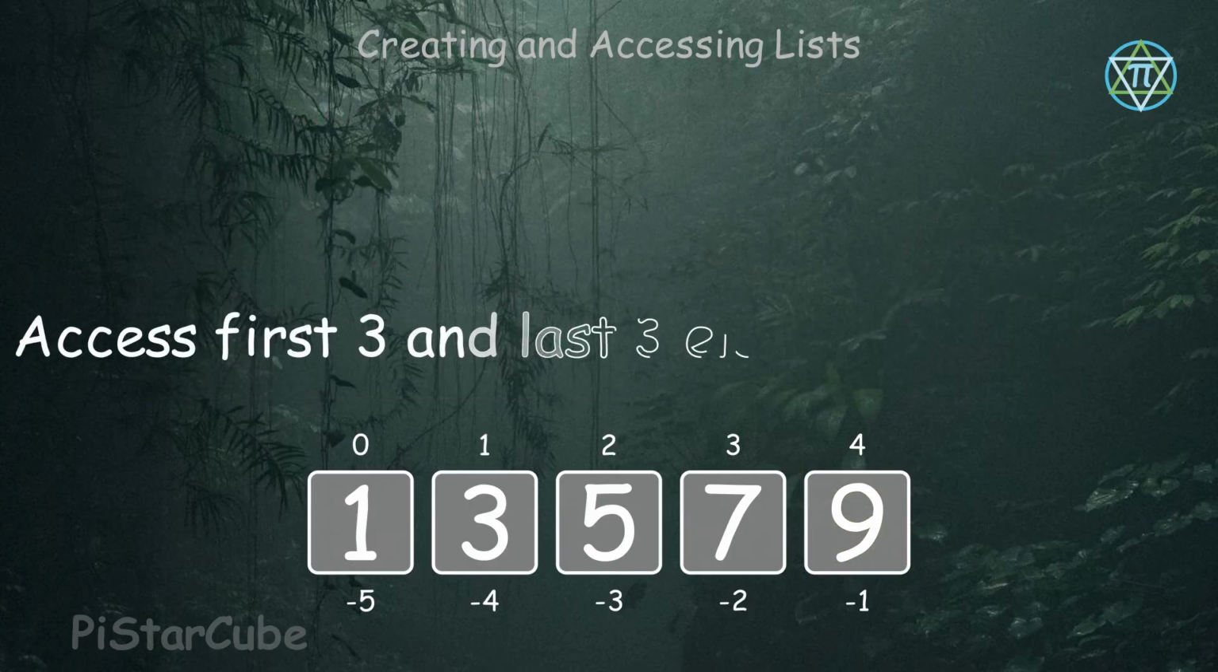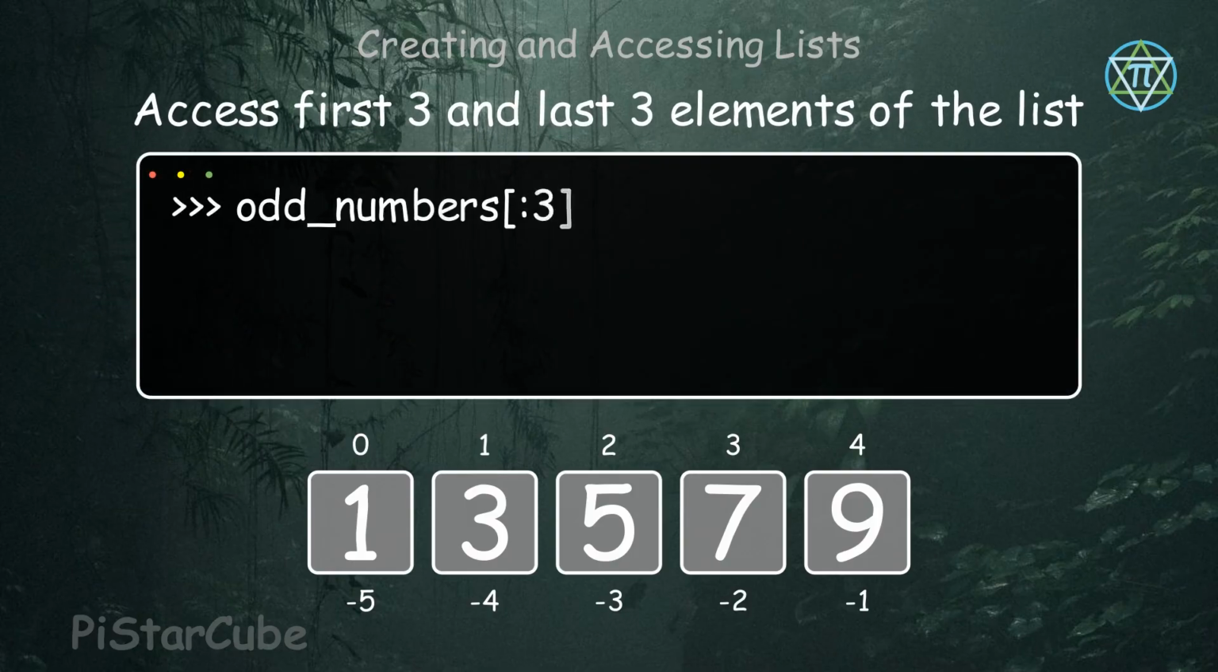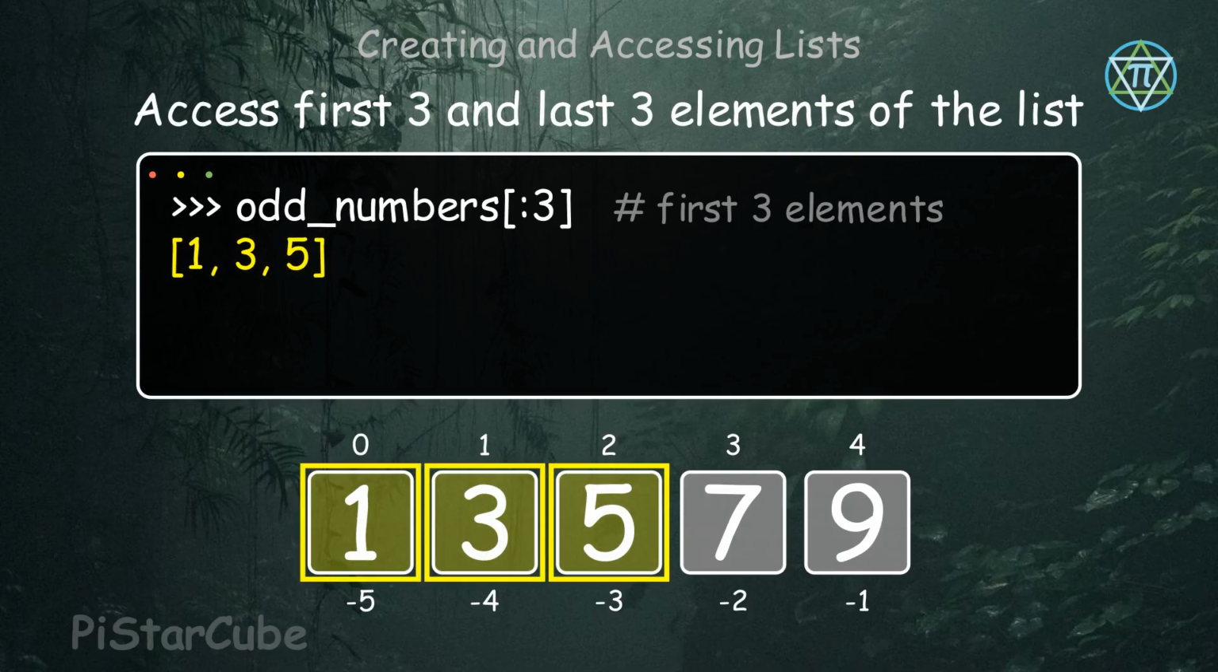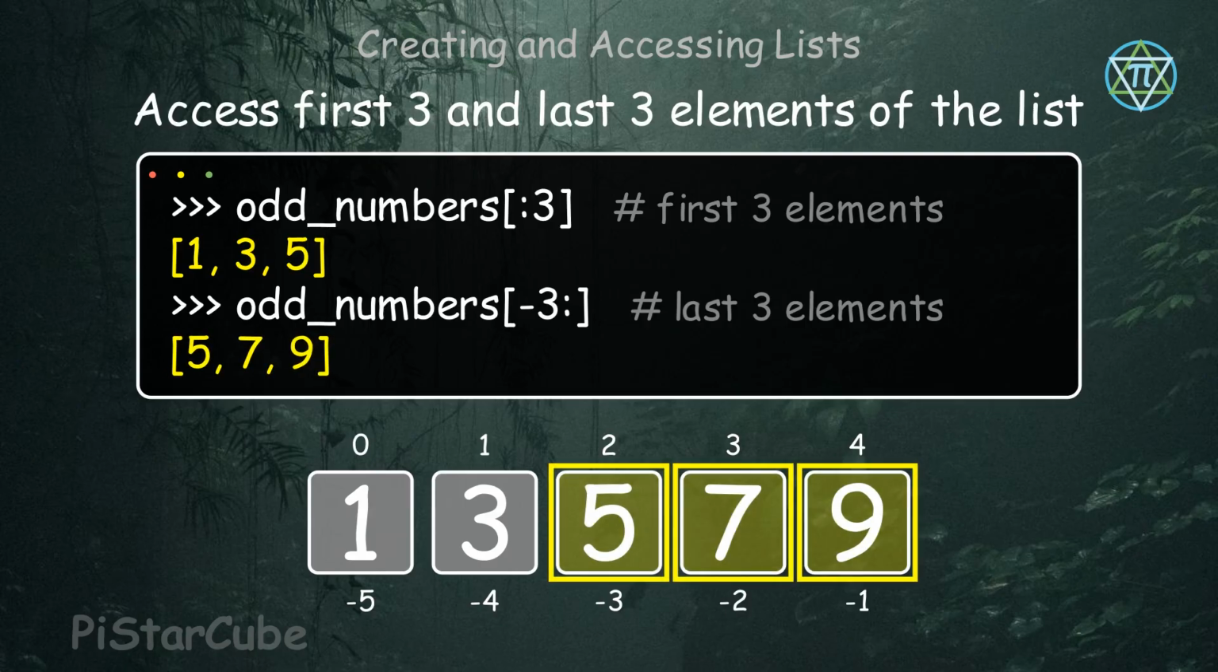Next, let's access a portion of the list using slicing. To get the first 3 elements, we use list slicing, start to 3. This gives us 1, 3 and 5. To get the last 3 elements, we use the same approach, -3 to end. This returns 5, 7 and 9. List slicing allows us to extract sublists using a start and end index.